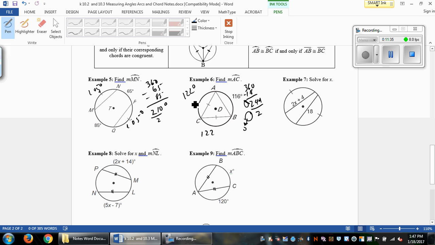And here in example 7, since the arcs are equal, the chords are equal, so all we have to do is set those equal to each other to solve. A little algebra. We get x is equal to 7.